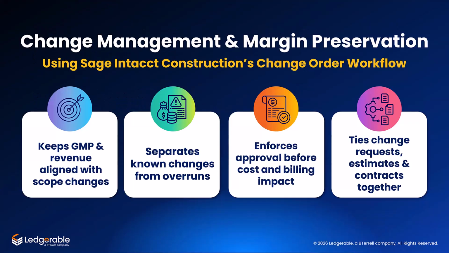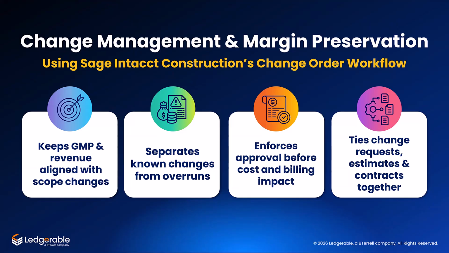Now let's talk about change management for a bit and its impact on margin. Sage Intacct Construction's change order workflow helps preserve margin on GMP jobs by keeping GMP and revenue aligned with scope changes. Approved change orders automatically update the revised contract amount and the corresponding project budget, so scope increases the ceiling instead of coming out of contingency or profit. It also separates known changes from overruns.